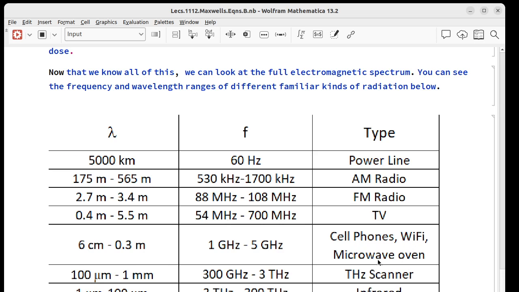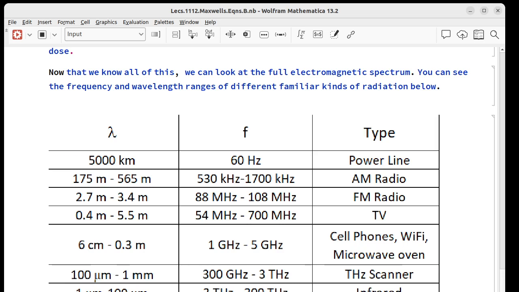Cell phones, Wi-Fi, microwave oven, all those things are in the few gigahertz range, which means their wavelengths are centimeters or several centimeters. Terahertz scanners, which are in use at some airports and can see through your clothes, their frequencies range from 300 gigahertz to about 3 terahertz. So the wavelengths are a millimeter to about 1/10 of a millimeter. This 100 micrometers, that's about the thickness of a hair, more or less.